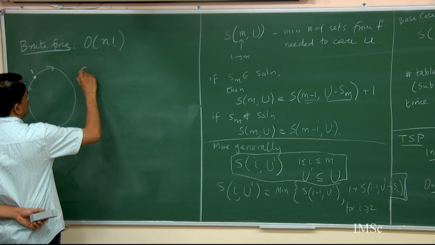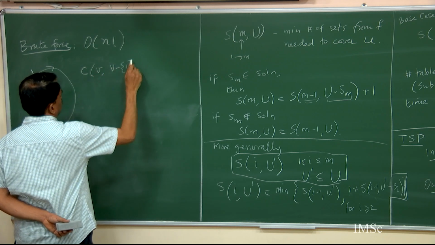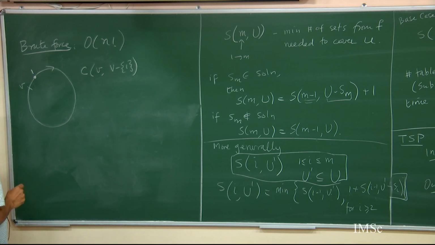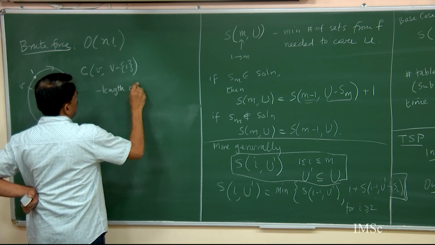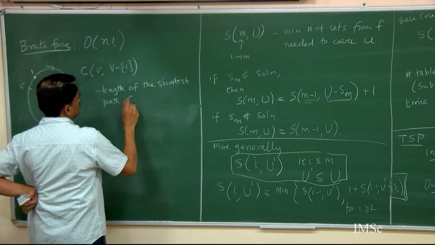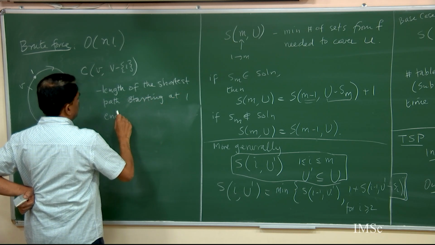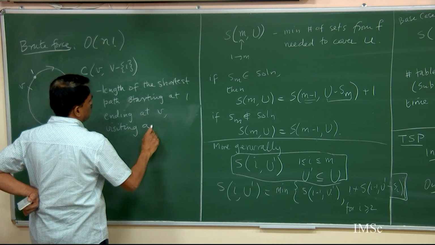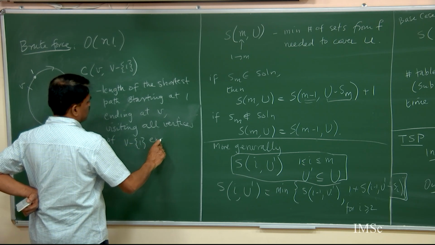So again, the length of this path can be written as the length of the shortest path starting at 1, ending at V, visiting all vertices of V minus 1 exactly once.